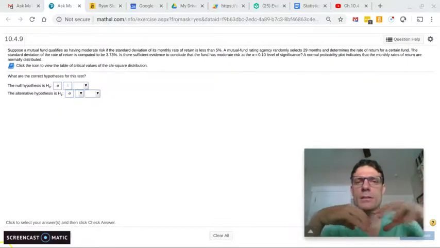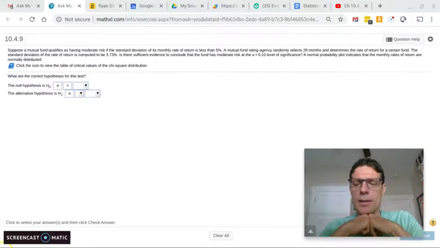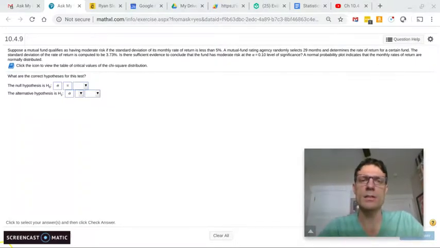But here is the hypothesis framework that we're going to pursue. So this next question really gets it. Is there sufficient evidence to conclude that the fund has a moderate risk at a significance of 10%? Okay. So that's the hypothesis framework.